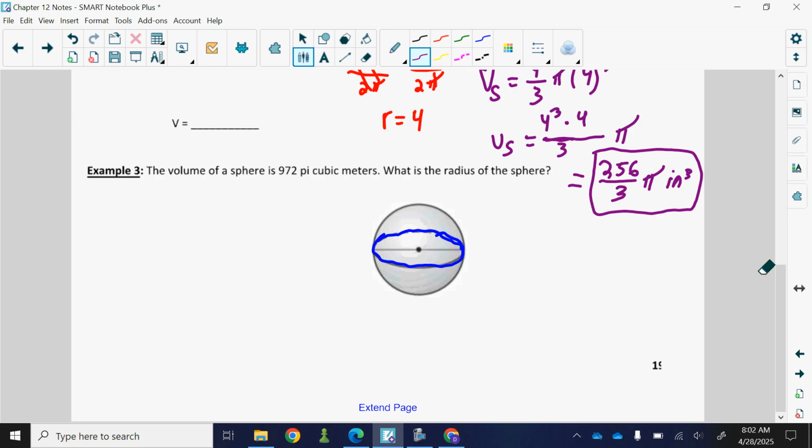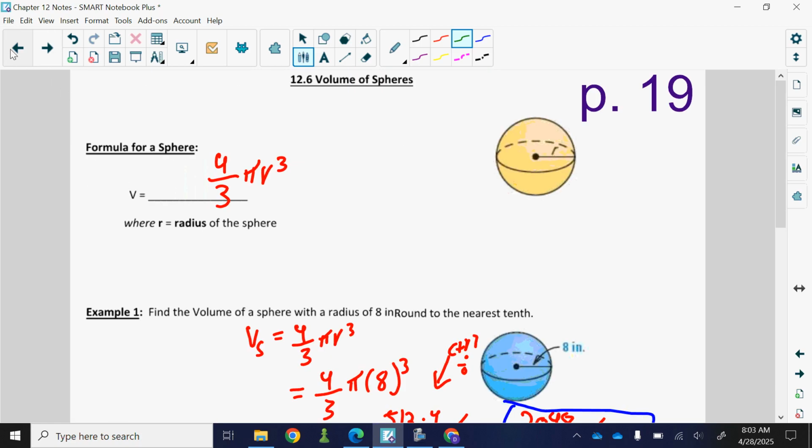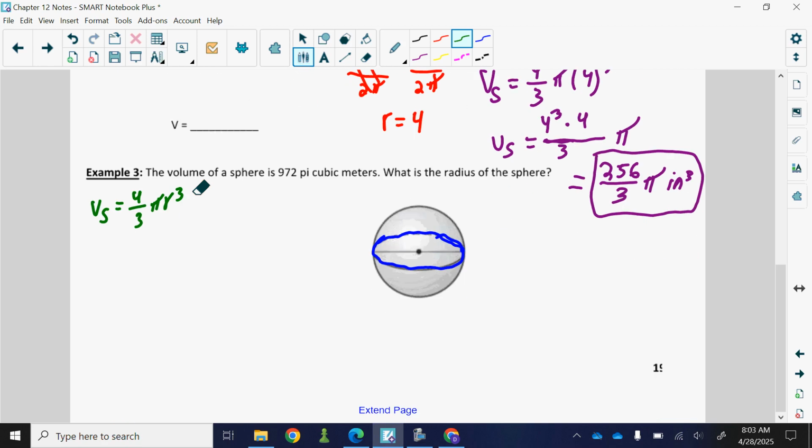Okay, we'll go on to example 3. So it wants us to find the radius, and it gives us the volume of the sphere in terms of pi. So again, volume of a sphere is 4 over 3 pi r cubed, and it tells us that the volume is 972 pi. So we set that equal to 4 over 3 pi r cubed.